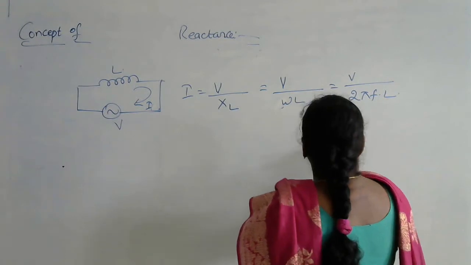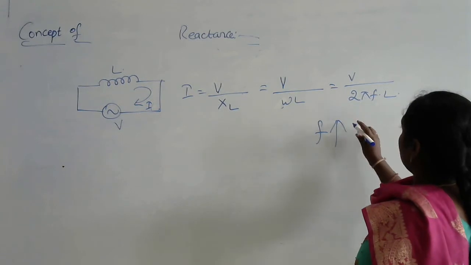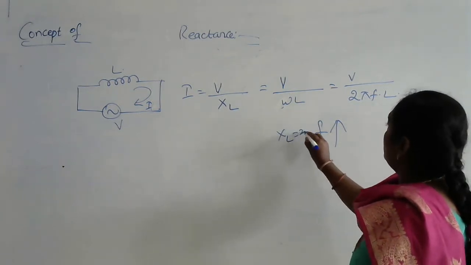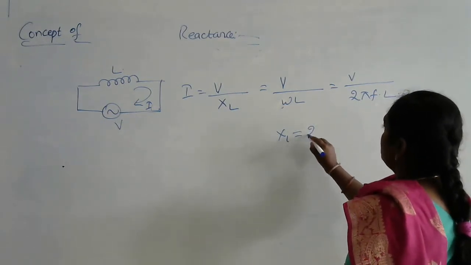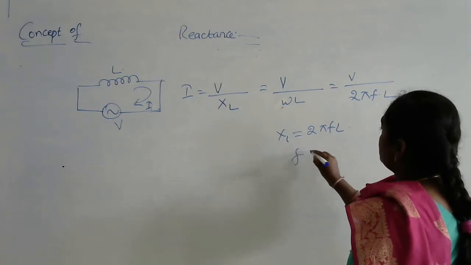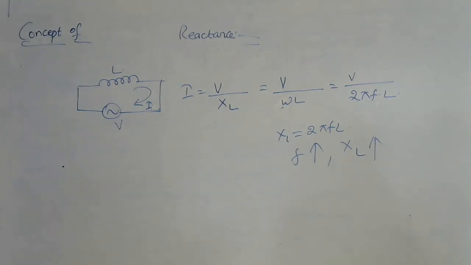See here in this case, as frequency is increasing, as XL is equivalent to 2 pi FL, as frequency increases, the reactance of an inductor also increases. That is, frequency and reactance are directly proportional. So we can define the inductive reactance as the opposition offered by the inductor of a circuit to the rate of change of current.